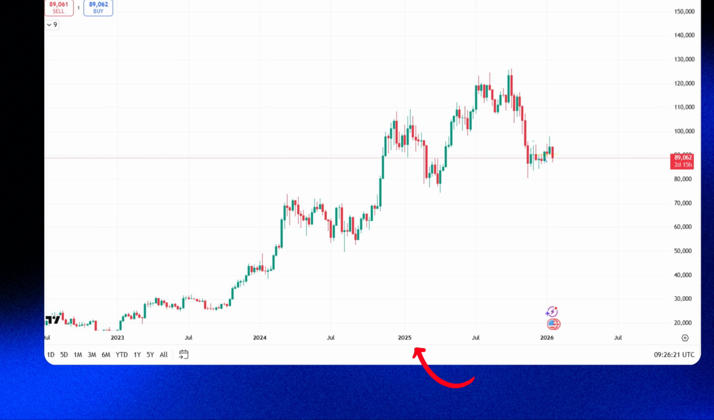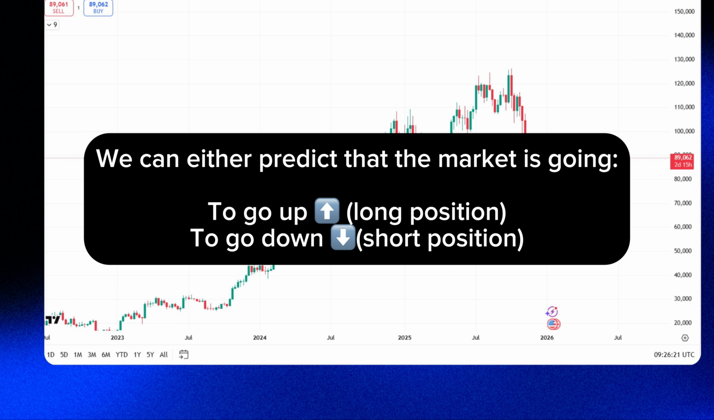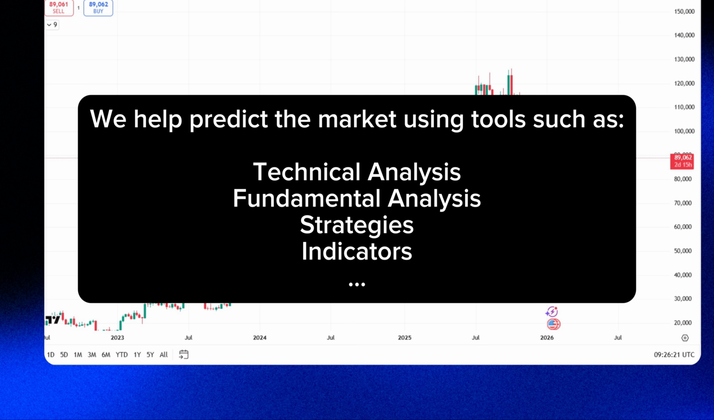So after we know that, us as traders, our job is to predict the next price of Bitcoin or any other cryptocurrency in the future. We can do that by either longing or shorting the market. I'm gonna explain that later. But we do that using indicators, using strategies, using fundamental analysis. And in this course, we're gonna focus on the technical analysis, which means the chart analysis.